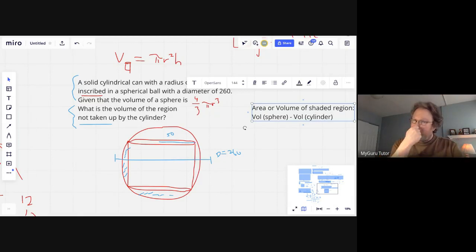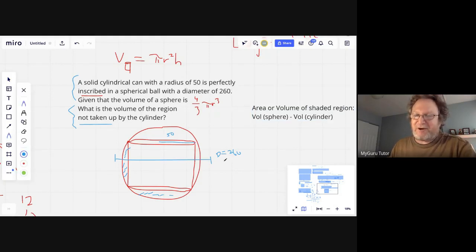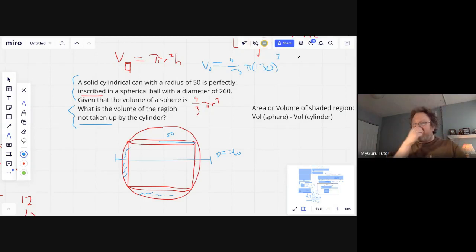Okay. Now the volume of the sphere is not difficult, right? Because I'm giving you the equation right there. All we need to get is a radius, and you have the diameter, right? So the volume of the sphere is simply going to be 4/3 pi times half of that, the radius, which is going to be 130 to the third power. All right. Now these numbers are large, meaning that you're not going to need to actually calculate them. You'll leave this as is. Okay, now we need to figure out the volume of the cylinder, which is harder.